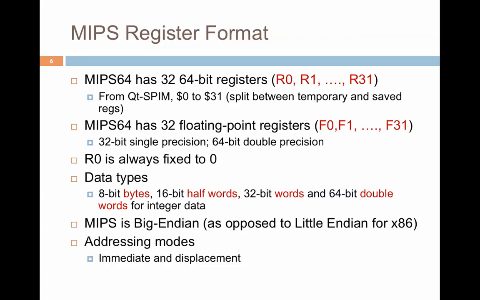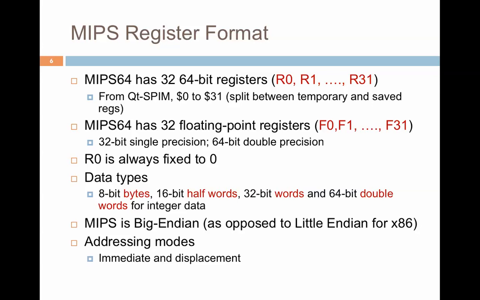Now the addressing modes. The most common ones that are used are immediate and displacement. In the immediate addressing mode, we have a value, let's say some kind of constant, embedded in the instruction itself. For example, ADDI R1, R1, 4. What that does is add a fixed value of 4 to R1 and store the result in R1. So that is immediate addressing, where some constant forms a part of the instruction itself.